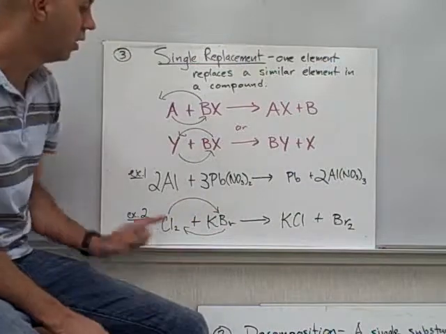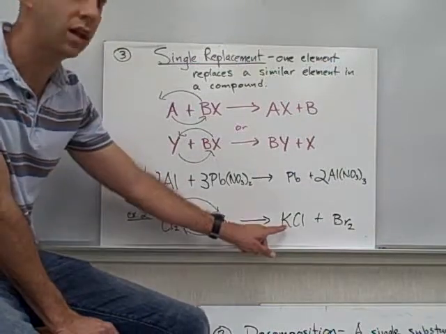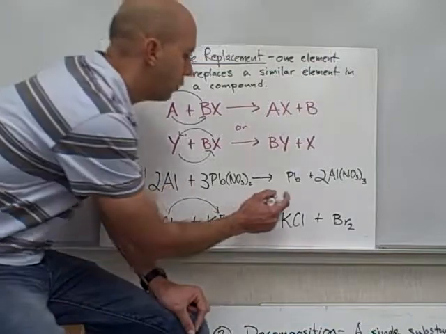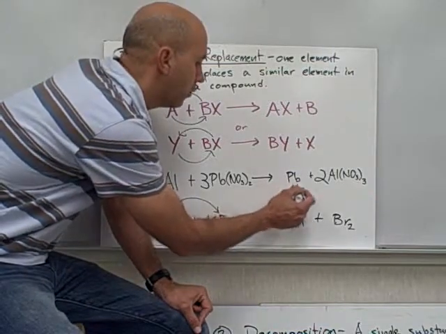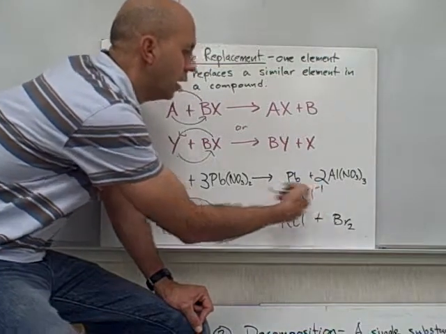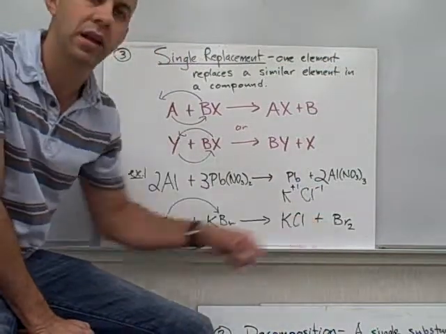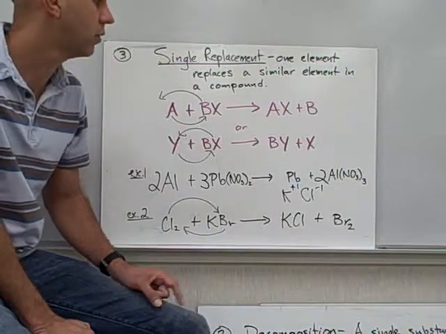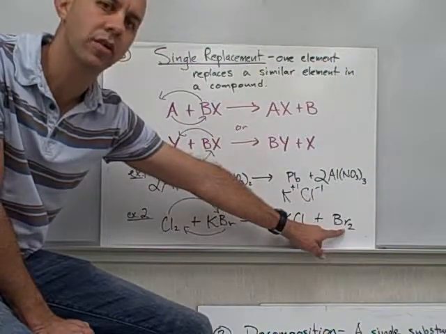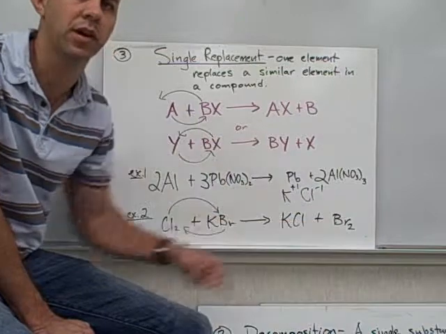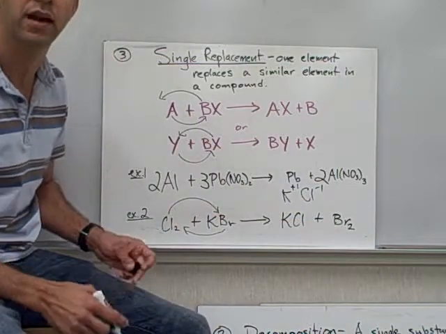What happens over here is you get KCl, and that's because K has a +1, Cl has a -1. You switch the charges, you get KCl. Now, since bromine is left by itself, I have to write a 2 down there, 2 for a subscript, and that's because bromine is one of the diatomic gases.